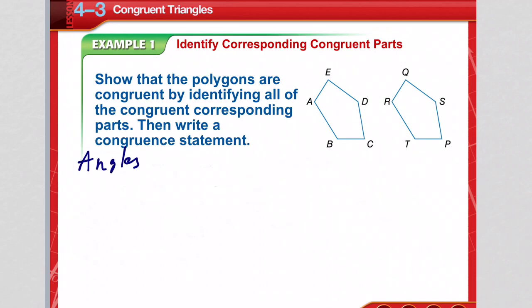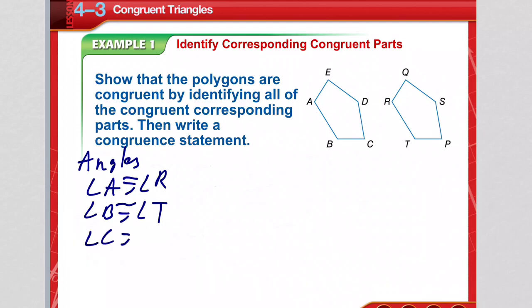I need to say that angle A is congruent to angle R. And then angle B is congruent to angle T. And angle C is congruent to angle P. Angle D is congruent to angle S, and angle E is congruent to angle Q. So that's all 5 angles.